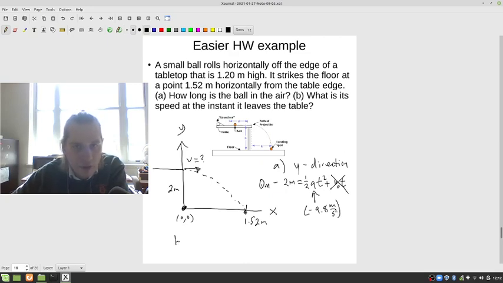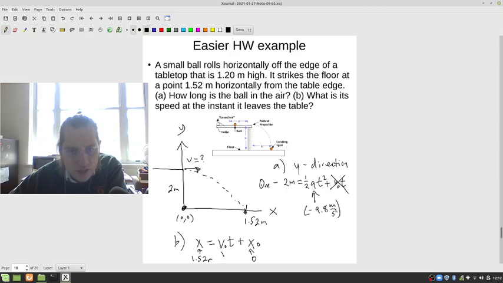Then on the other hand, part B asks, what is the speed at the instant the ball leaves the table? For this part, you need to realize that in the x direction, our ball is not accelerating. So our ball is simply going at the same speed the entire time. That means we can use our unaccelerated motion model: x equals the initial speed times the time plus the initial position. The initial position in x is just going to be 0. The final position in x when the ball hits the floor is going to be 1.52 meters.